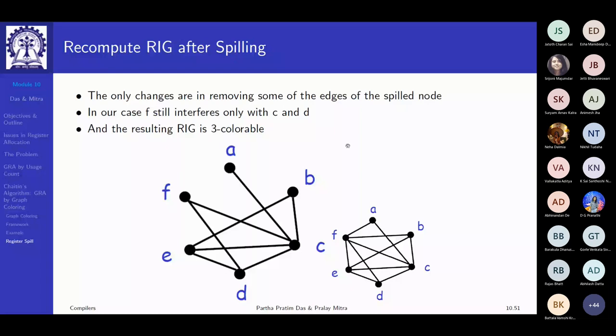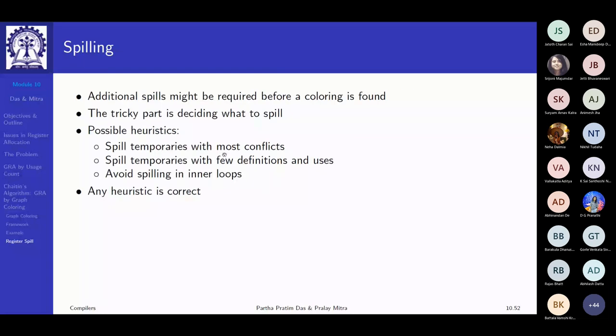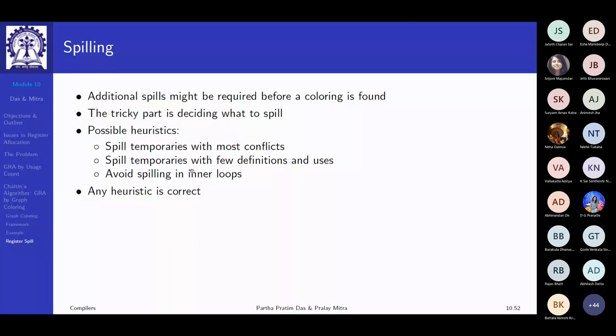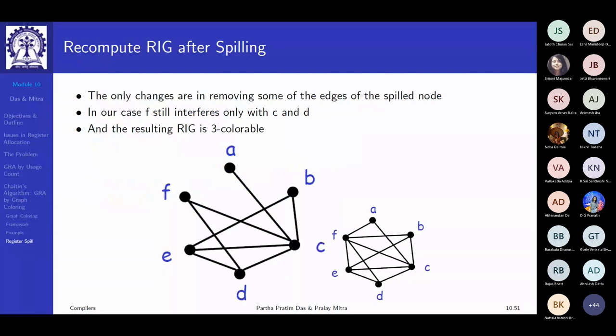So we say that spill temporaries with most conflicts. So if you look into this, then F has 1, 2, 3, 4, 5, E has 1, 2, 3, 4, and C has 1, 2, 3, 4, 5. So if you look into that heuristic, then F and C will be the prime candidates for removal as a spill. Okay. Then the other, if we go back to the code, let me go back to the code.